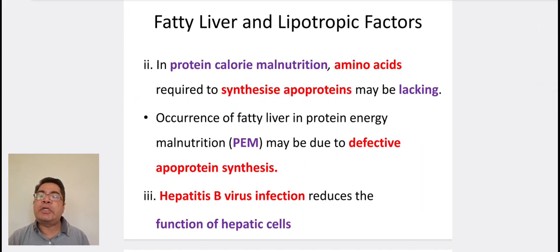In protein calorie malnutrition, amino acids required to synthesize apoproteins may be lacking. Occurrence of fatty liver in protein energy malnutrition may be due to defective apoprotein synthesis. Hepatitis B virus infection reduces the function of hepatic cells.